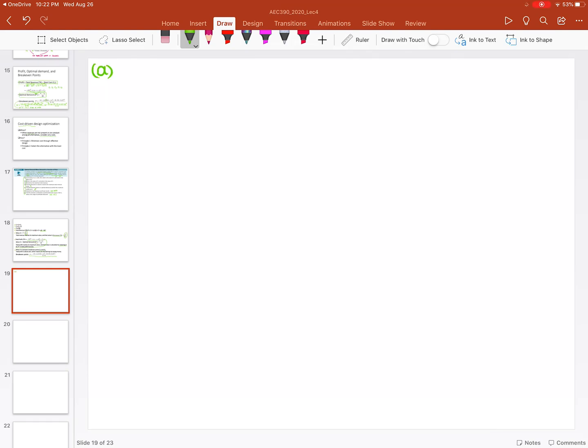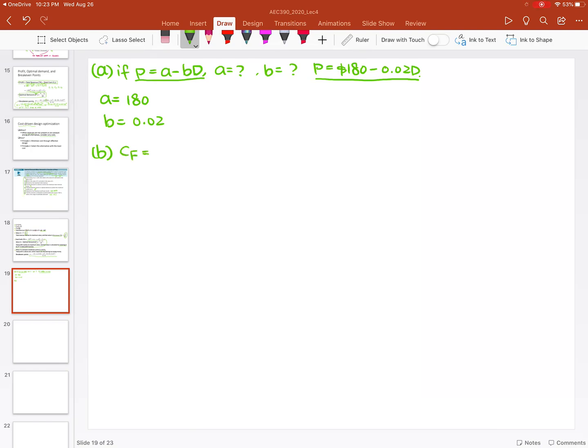Okay, so question A. If we can write P as A minus BD, so what is A and what is B? Right? If we are given in the statement P is 180 minus 0.02D. Okay, so compare these two formulas. You can easily find that A is 180, B is, don't include the negative sign, 0.02. That's it.